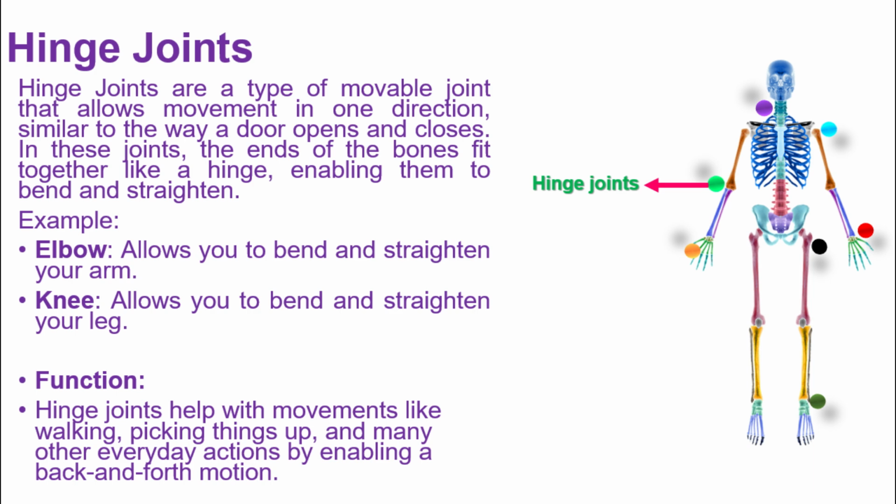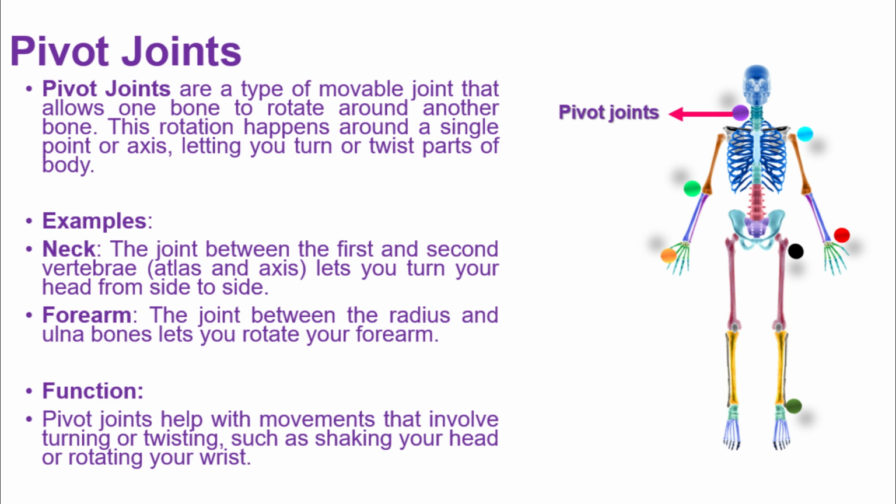Pivot joints. Pivot joints are a type of movable joint that allows one bone to rotate around another bone. This rotation happens around a single point or axis, letting you turn or twist parts of the body. Examples: neck, the joint between the first and second vertebrae, atlas and axis, lets you turn your head from side to side. Forearm, the joint between the radius and ulna bones, lets you rotate your forearm. Function: pivot joints help with movements that involve turning or twisting, such as shaking your head or rotating your wrist.